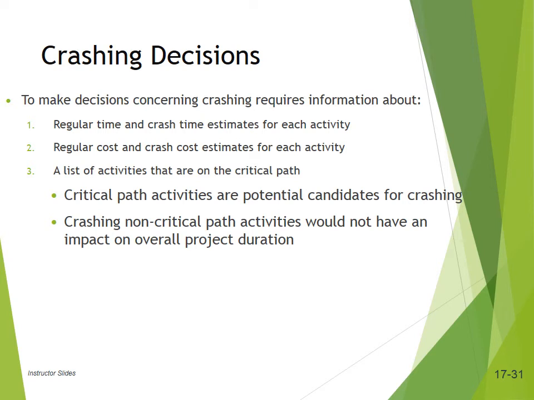Making a decision regarding crashing requires the following information: the regular time and the crash time for each activity, the regular cost. So for every activity you require the regular time, the crash time, the regular cost, and the crash cost. Also a list of activities that are on the critical path. What we do is add additional resources to finish the critical path in a shorter time frame, because if you crash that critical path, the project duration will shorten.